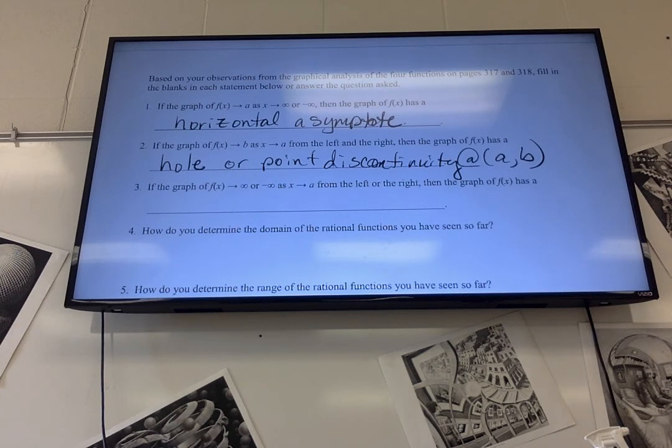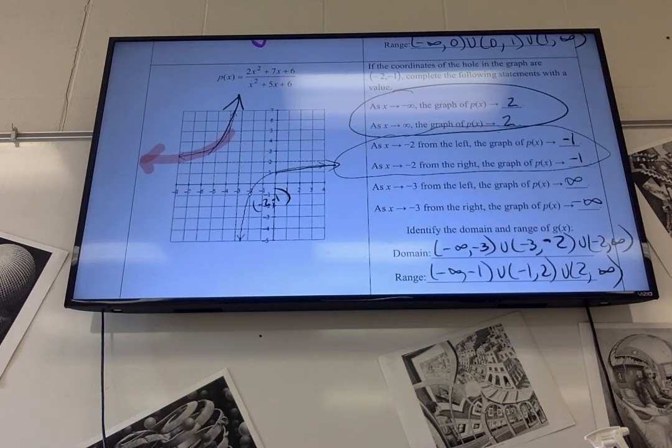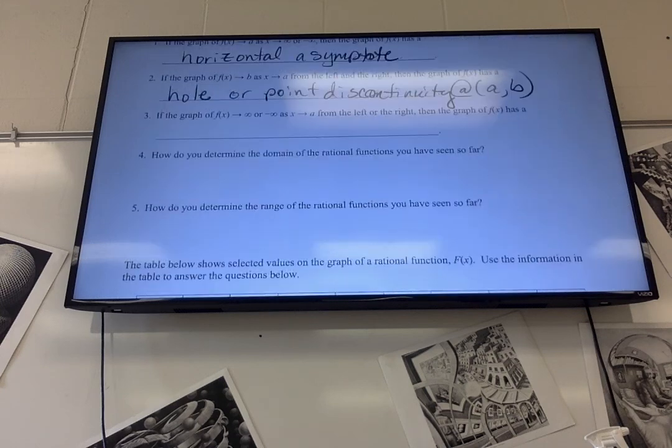Okay, so now the next one. If f of x, so the y part, is approaching infinity or negative infinity, or either one, as x approaches a number from the left or the right, then what's that number? That's the vertical asymptote. That's at x equals a. I guess up here I should have said at y equals a. More specific.